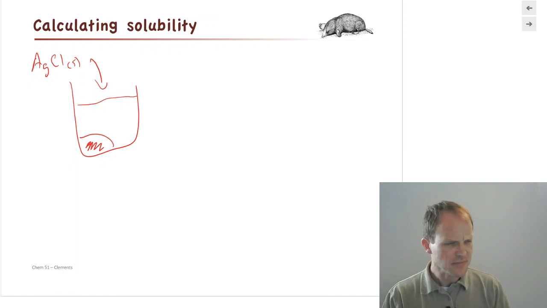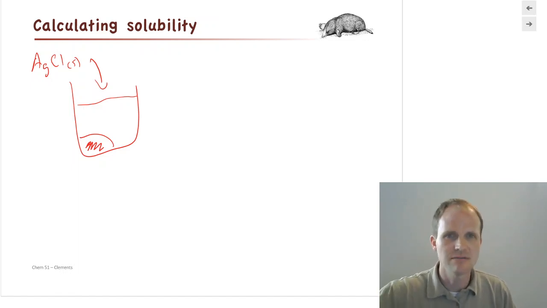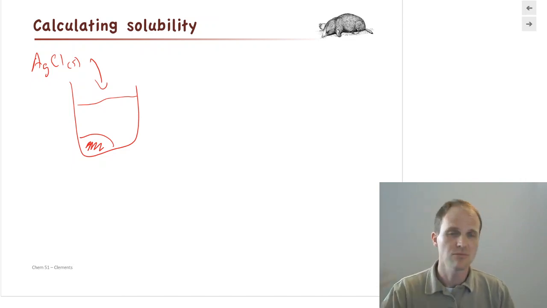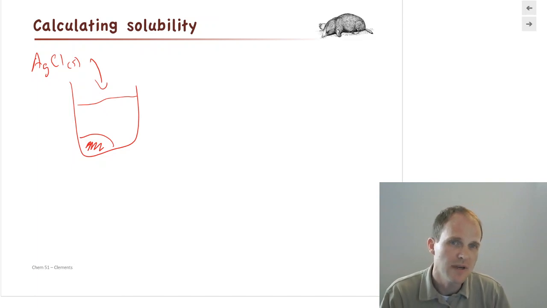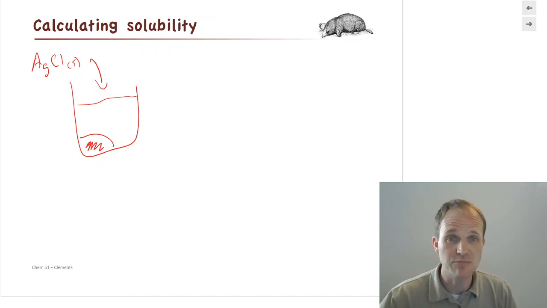equilibrium. But you're like, Professor Clements, if you add more solid, shouldn't more go into solution, right? You just have more silver chloride. Shouldn't more go into solution? And well, what did we learn in our first chapter on equilibrium about the equilibrium expressions?